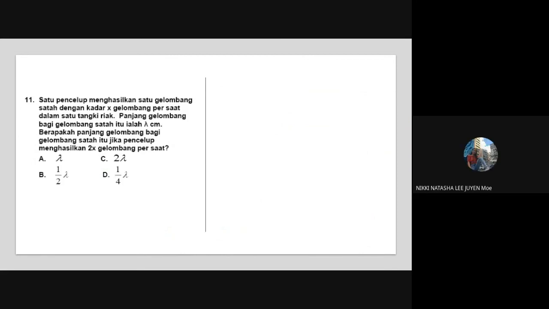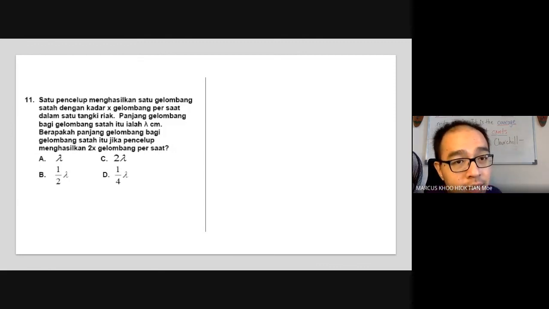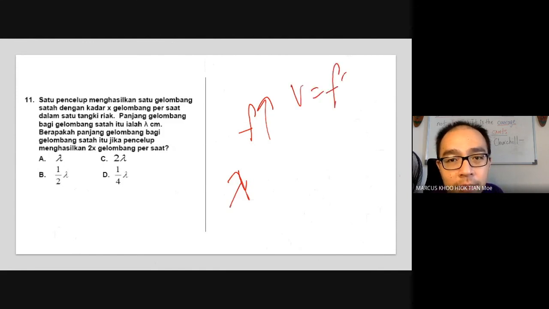C. C. Hold on. Wavelength, what is this? What happens when the wavelength increases? Sorry, if the dipper produces 2 times wave per second, that is the frequency. When you increase the frequency, what happens to the wavelength? Think about it. V equals f lambda.